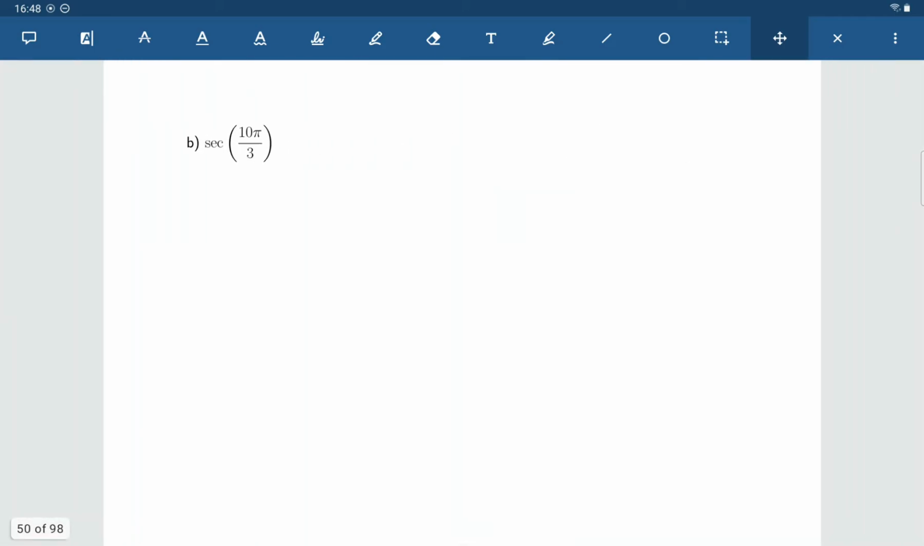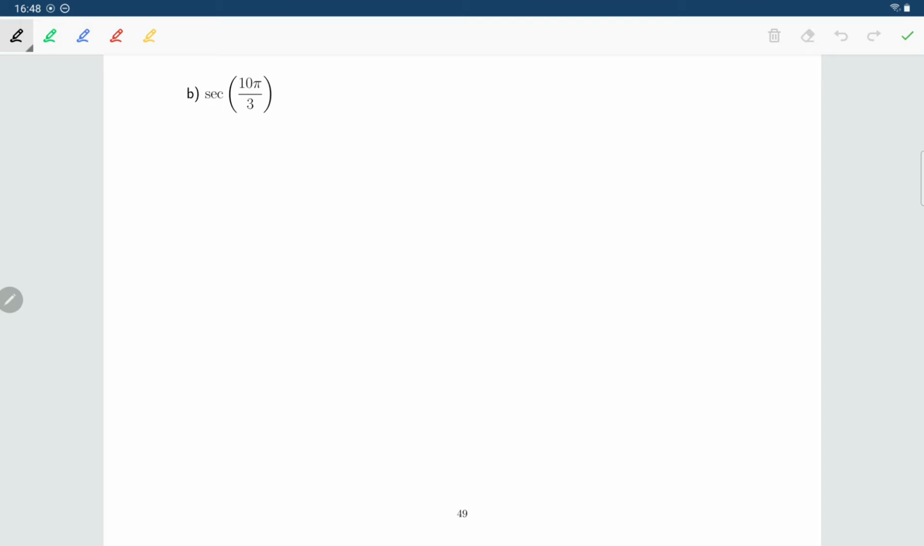Let's do the same thing here for secant. So secant of 10 pi over 3, which, again, you could turn into degrees if you wanted to, but I'm not going to. I'm going to deal with this the same way that we dealt with tangent. I'm going to remember that secant has a period of 2 pi, and so I'm going to take that large angle of 10 pi over 3, and I'm going to subtract a full circle. I'm going to subtract 2 pi.